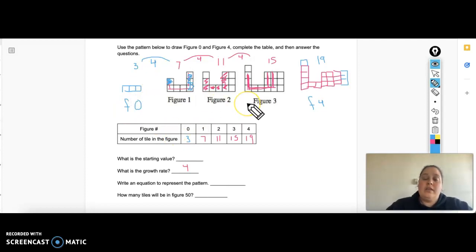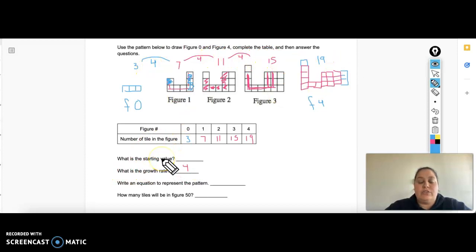So again, on the assignment that you're going to do today, it's going to look just like this. And you're going to need to draw a new figure. Might be figure 0, might be figure 4, it might be both. You're going to need to fill in a table, and then you're going to need to answer the following questions. So we've already answered the growth. It's growing by 4 each time.